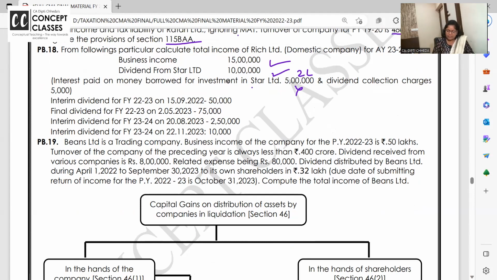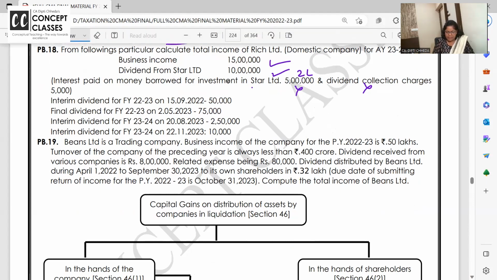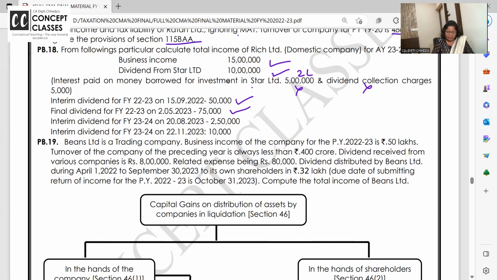Dividend collection charges of 5,000 are not allowed to be deducted. Now, whatever dividend they have received and whatever dividend they have paid: on September 22, in the middle of the year, they have paid interim dividend. Can we deduct? Yes. Final dividend for 22-23, they paid in May. Can we deduct? Yes. Interim dividend for 23-24, paid in August, will you deduct? Yes.